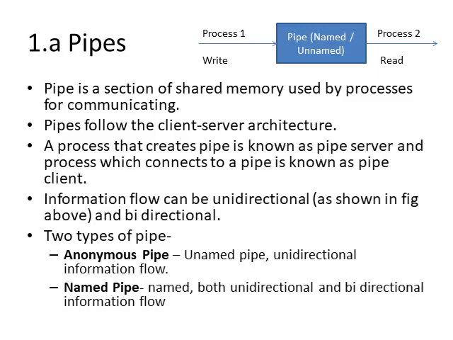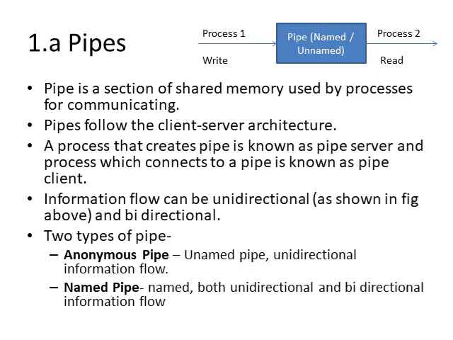Now when I say bidirectional, in the same figure, process 1 can do a read operation as well as write, whereas process 2 can also do read and write operations. Then we call this information flow bidirectional information flow. Right now the figure shows unidirectional information flow.